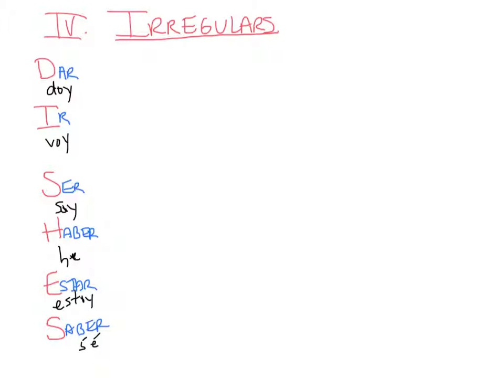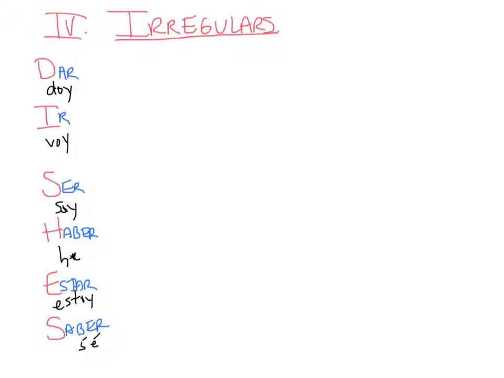As with any other verb tense in Spanish, we have a group of irregulars. It is the same irregulars that you saw for your tú, usted, ustedes, and nosotros commands, and they can best be memorized by the acronym DISHES: D-I-S-H-E-S. The D is for dar, I is for ir, S is for ser, H is for haber, E is for estar, and then the other S is for saber.